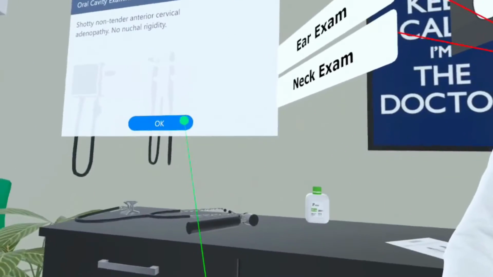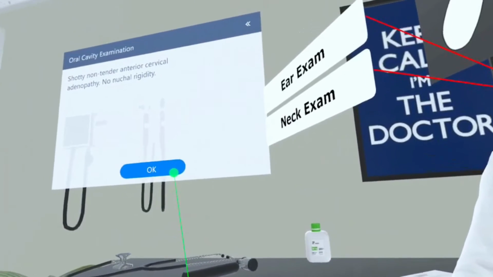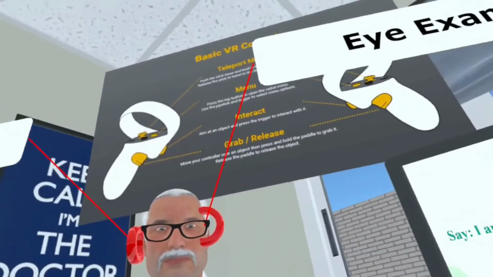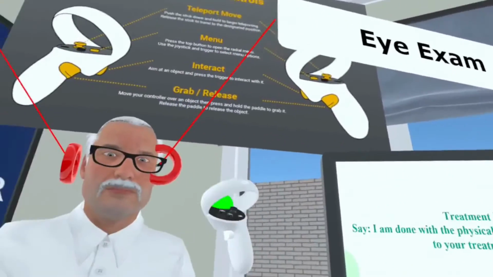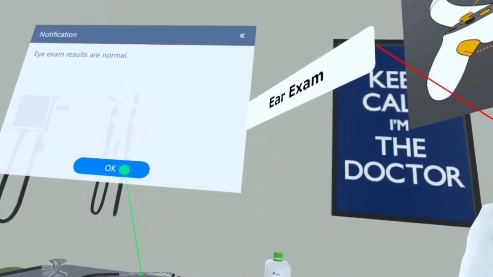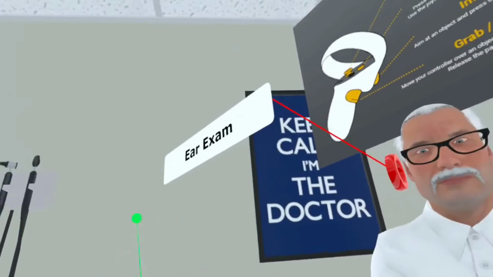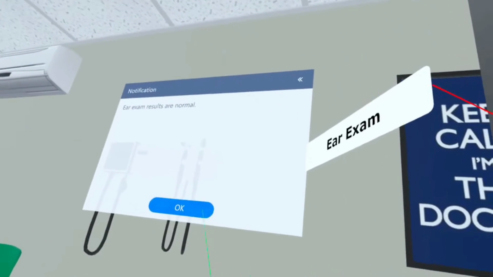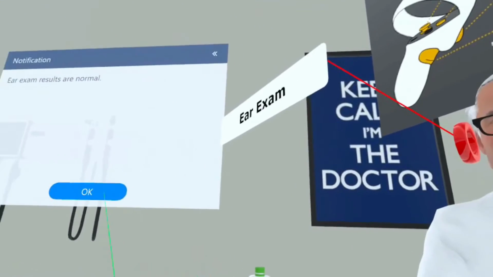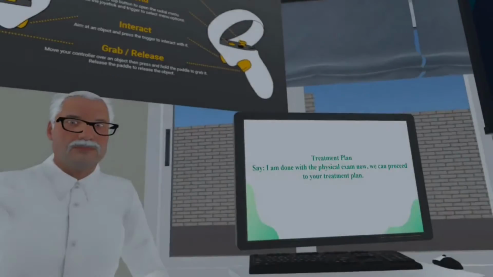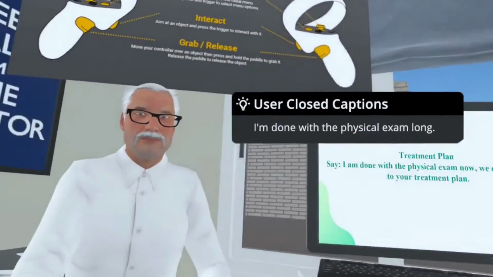Shotty non-tender anterior cervical adenopathy. No nuchal rigidity. Eye exam results are normal. Ear exam results are normal. I'm done with the physical exam now. We can proceed to your treatment plan.